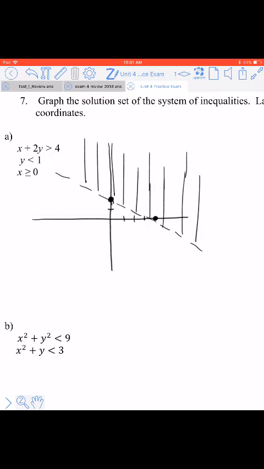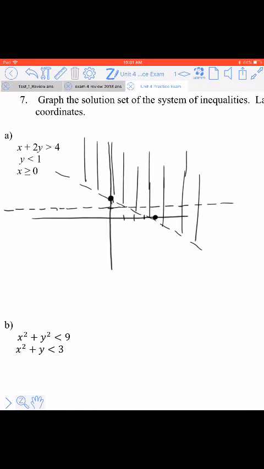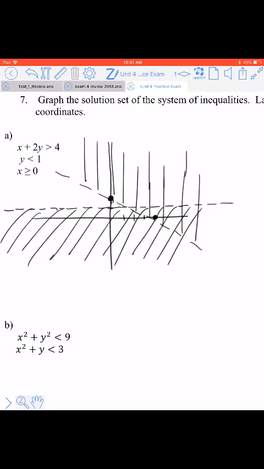Now this next one, y is less than 1. If you have y equals a number with no x, that's just a horizontal line. So this is a horizontal line that goes through 1 on the y-axis. And I'm making it dotted because it's less than, not less than or equal to. And y is less than 1 means we're shading beneath it, so I need to shade beneath that line I just drew. So far, this area right here, that's the double shaded region so far, but we have one more equation.